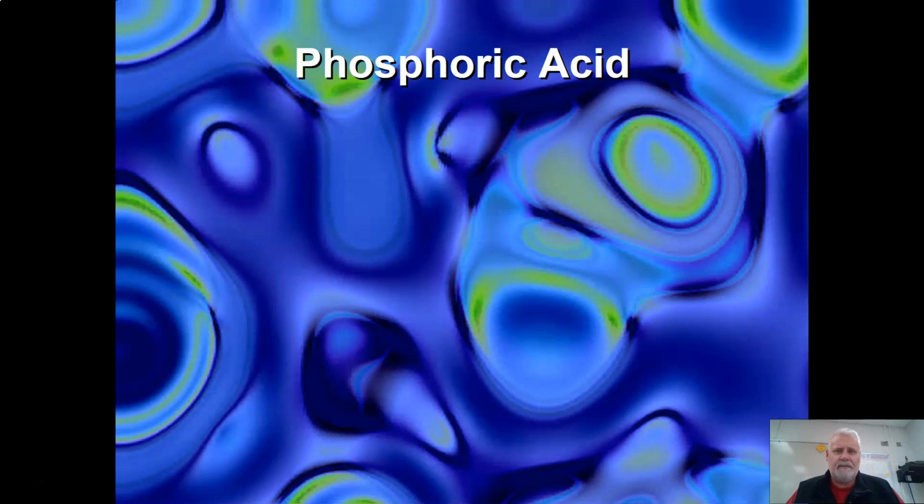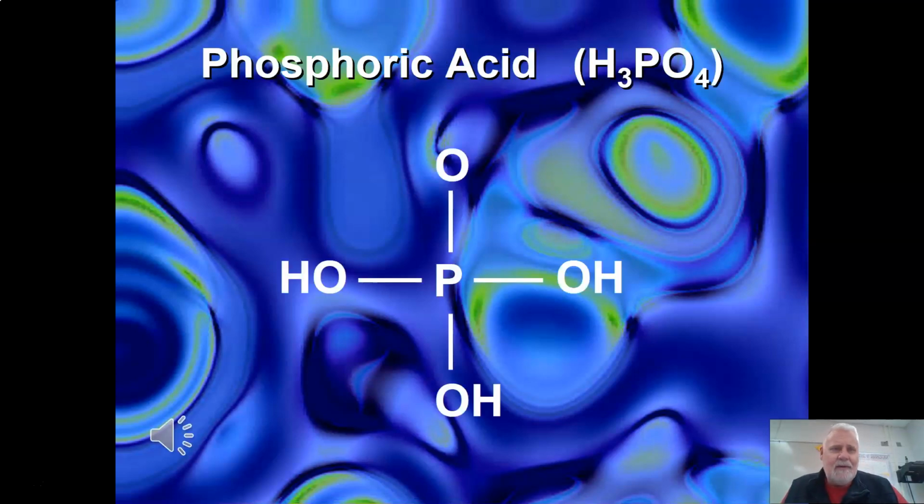Alright, so number 74 is talking about phosphoric acid. I put the psychedelic acid background on there because it's an acid, man. Cool, like from the 60s. So what is phosphoric acid? Well, the structure of it is H3PO4.